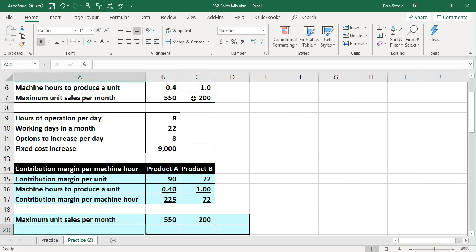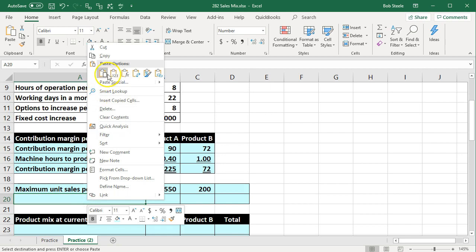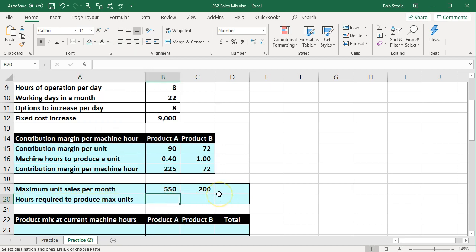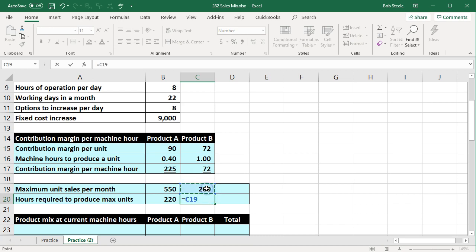How many machine hours would it take to do that? That's what we want to figure. We want to say, do we have enough machine hours to basically produce what we think we could sell? The machine hours to do that would be the 550 times the 0.4, which would be 220 machine hours, and then the 200 times the 1 machine hour. So that would be a total of 420 machine hours.